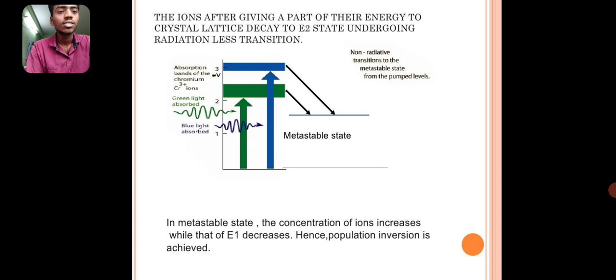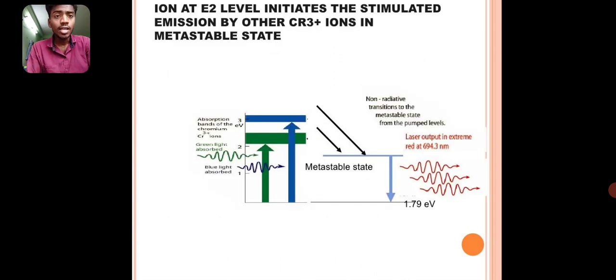The photons are emitted. In the metastable state, the concentration of the ions increases while that of E1 decreases. Hence, population inversion is achieved. There is a non-radiative transition to the metastable state from the pumped levels. An ion at energy level 2 initiates stimulated emission by other chromium 3+ ions in the metastable state.